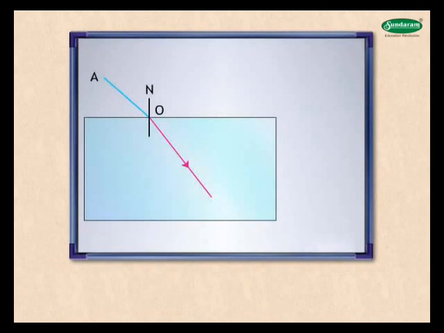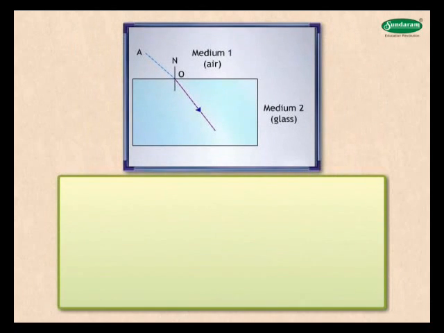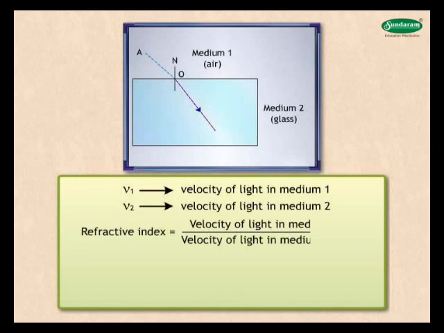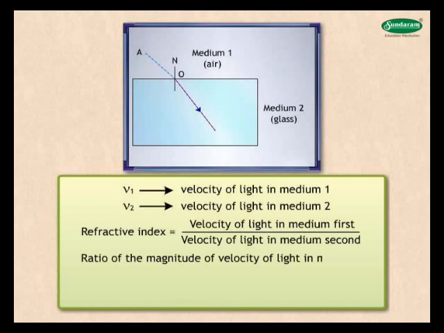Consider a ray of light traveling from medium 1 to medium 2. Suppose V1 is the velocity of light in medium 1 and V2 is the velocity in medium 2. The refractive index of the second medium with respect to the first medium is given by the ratio of the magnitude of velocity of light in the first medium to that in the second medium. It is represented as 1n2.